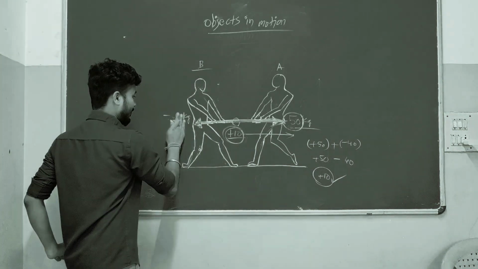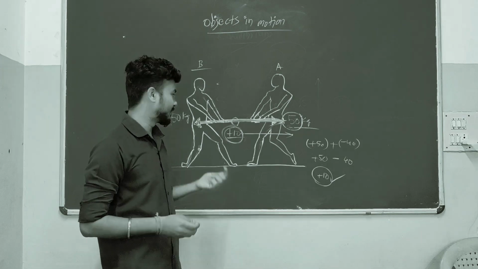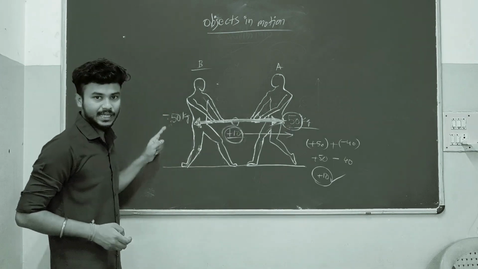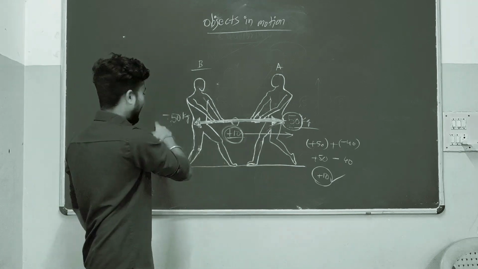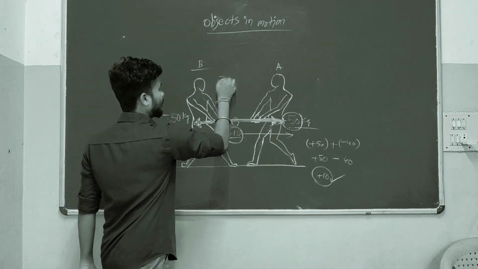Suppose here also minus 50. Here also minus 50. This person is also giving the same force. How he is giving positive 50, he is also giving the same. What will happen at that time? Plus and minus will cancel each other. The sum of these two forces will become 0.